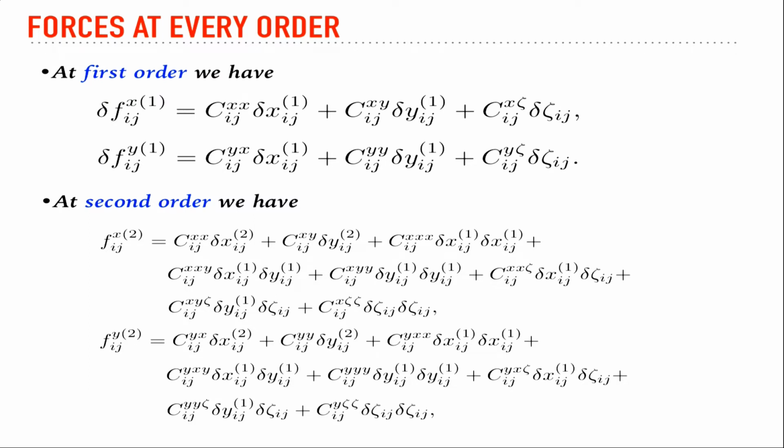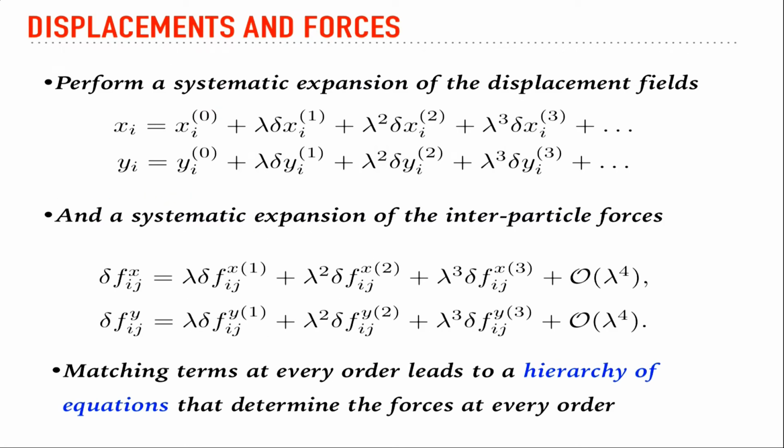Whereas at second order, just matching terms, you get terms of the sort delta xij2, which is the second order change in the displacement fields, and then you will have some coupling between the first order terms, and so on and so forth. So this is a standard expansion technique that you learn. But what you can do now is, I'll just go back one slide to illustrate my point, you can impose the force balance constraints at every order.